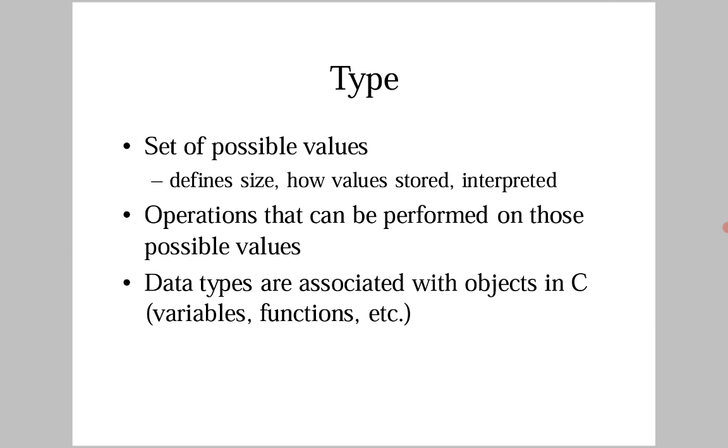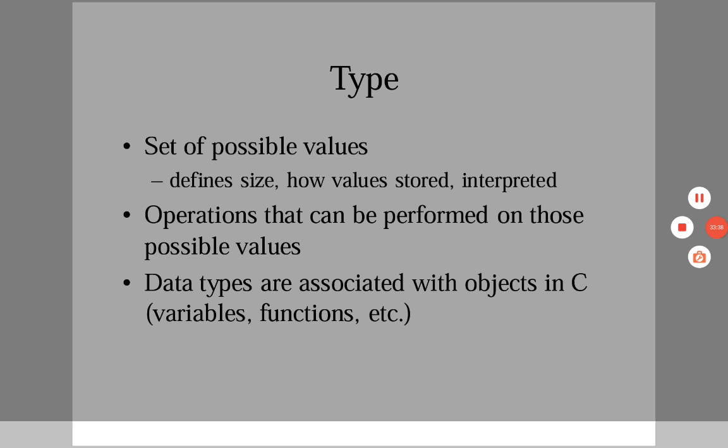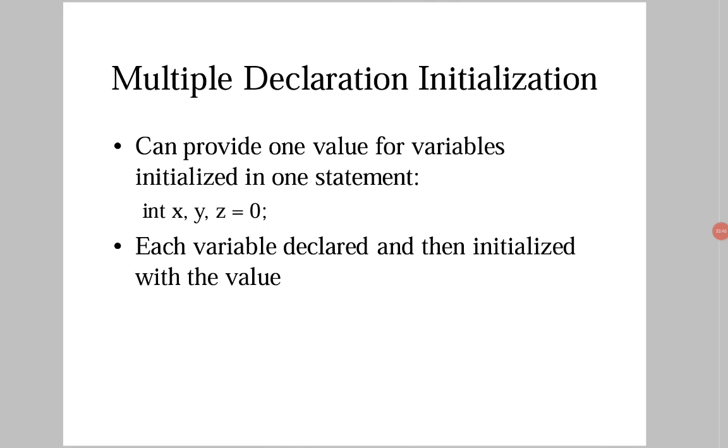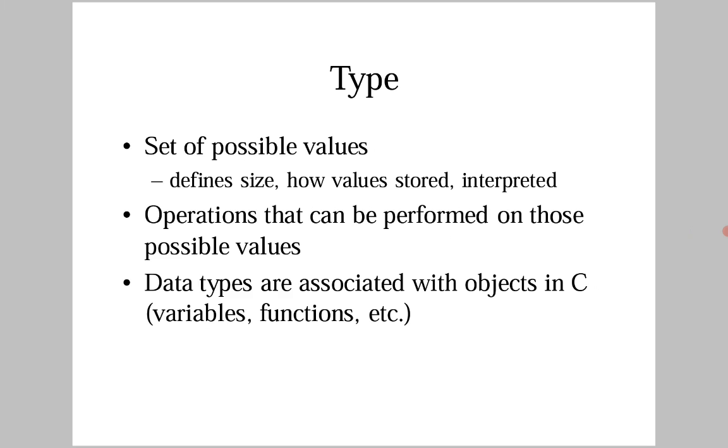So types, so type means data types. So what are the different data types? Data types is a compulsory essay type question from UNIT-1. So what are the different types of data types? A data type defines the set of possible values, defined sizes, how values are stored and interpreted, and operations that can be performed on those values. Data types are associated with objects in C.